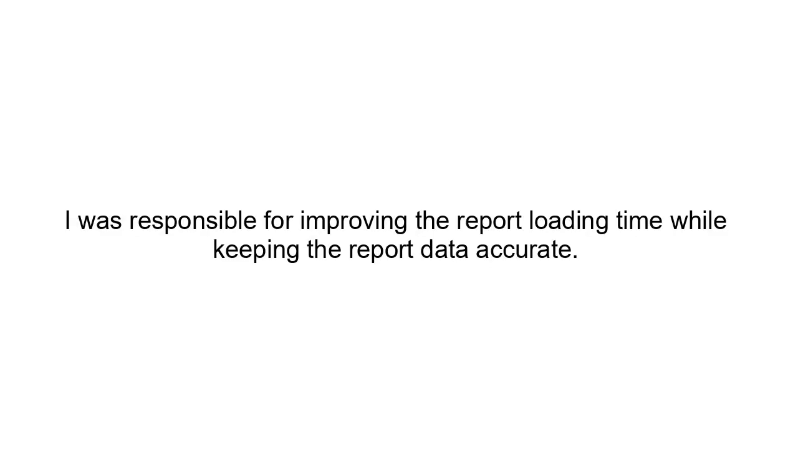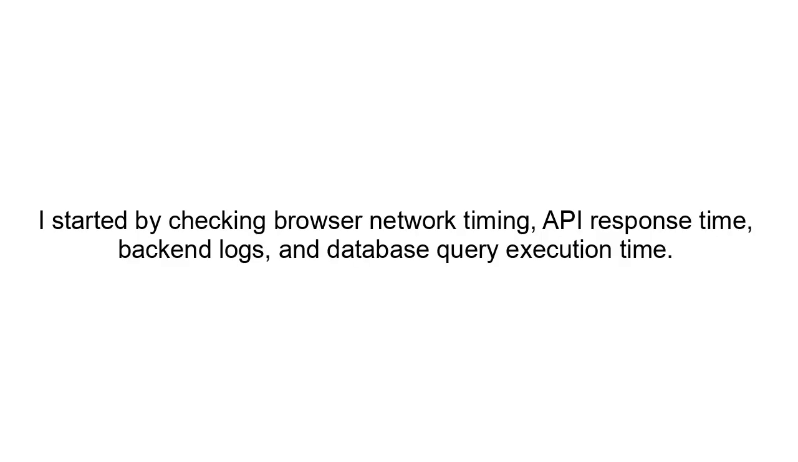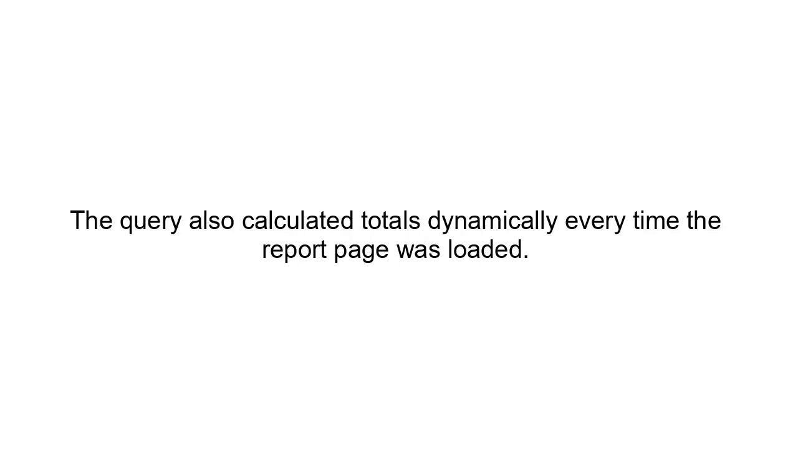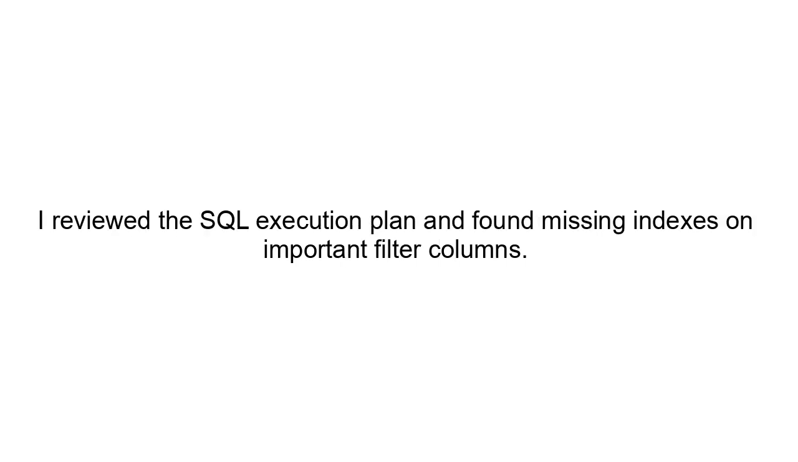Task: I was responsible for improving the report loading time while keeping the report data accurate. Action: I started by checking browser network timing, API response time, backend logs, and database query execution time. I found that the backend API was slow because the report query was joining several large tables. The query also calculated totals dynamically every time the report page was loaded. I reviewed the SQL execution plan and found missing indexes on important filter columns.